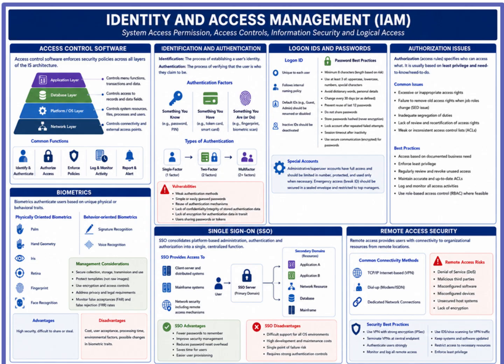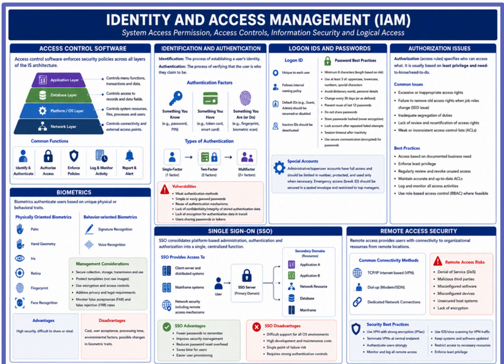Another important concept is authorization. Once users are authenticated, IAM controls what they are allowed to access based on their role, responsibilities, and business requirements. This is typically enforced through principles such as least privilege and need to know. The slide also highlights access control software operating across different technology layers, including applications, databases, operating systems, and networks. These controls help enforce security policies consistently across the environment.